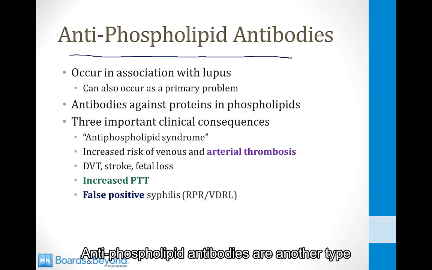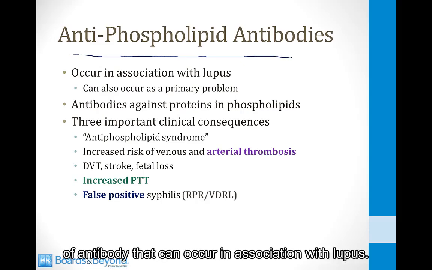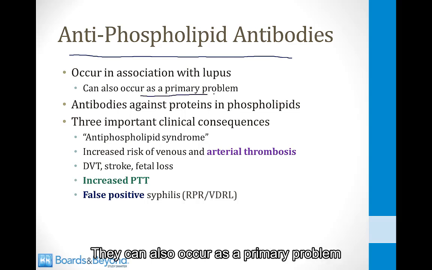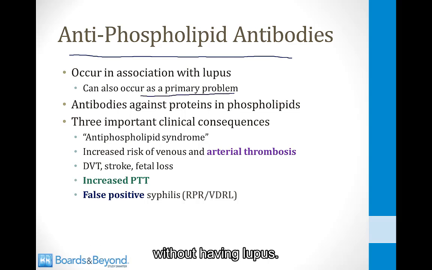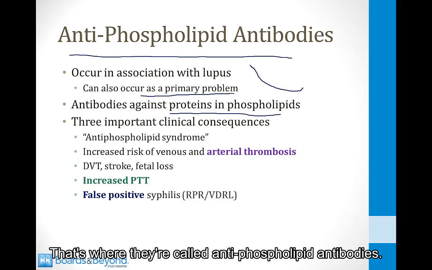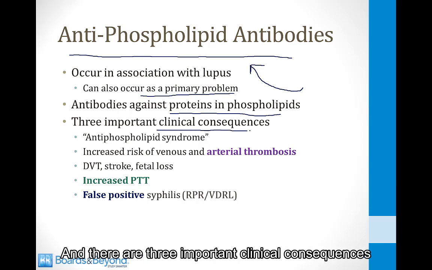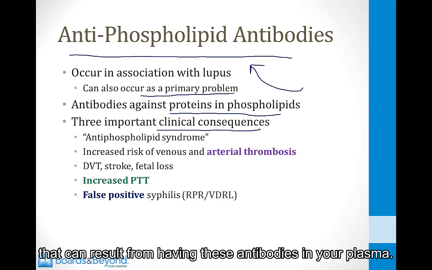Antiphospholipid antibodies are another type of antibody that can occur in association with lupus. They can also occur as a primary problem without having lupus. These are antibodies that are directed against proteins in phospholipids. That's why they're called antiphospholipid antibodies. And there are three important clinical consequences that can result from having these antibodies in your plasma.